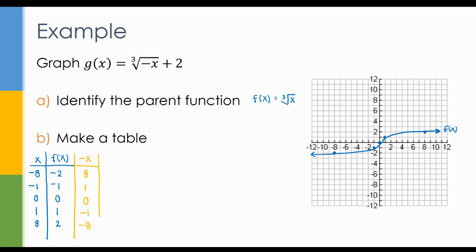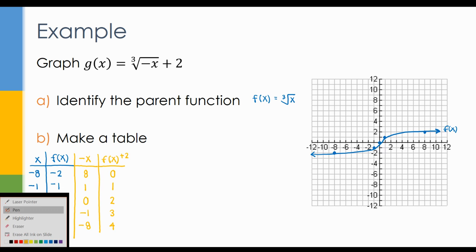Okay, the only other transformation that I have is the adding of 2. Because that is outside of the cube root, that's essentially dealing with your y values. So it's going to deal with that second column, the f of x column. I'm going to add 2. Remember, I keep the sign the same when I'm dealing with, in this case, a vertical shift. So -2, I'm adding 2, I get 0. -1 plus 2, I get 1. 0 plus 2 is 2. 1 plus 2 is 3. 2 plus 2 is 4.